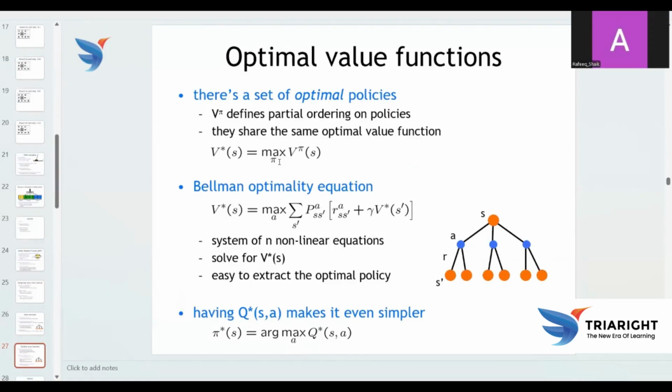Here the Bellman optimality equation also applies. It is a system of non-linear equations solved for the V and Q value functions. It is easy to extract the optimal policy, having the Q makes it easy and simple, okay?